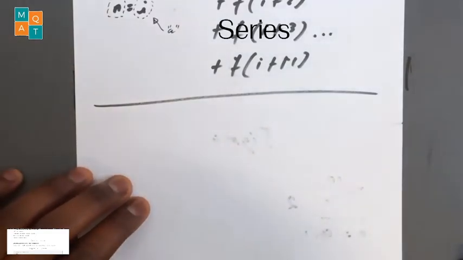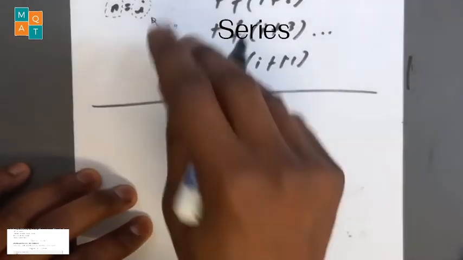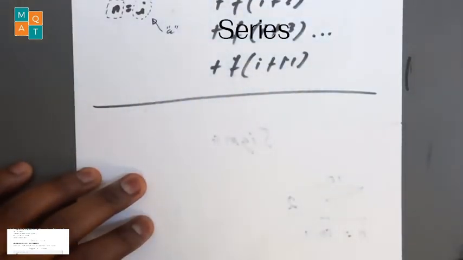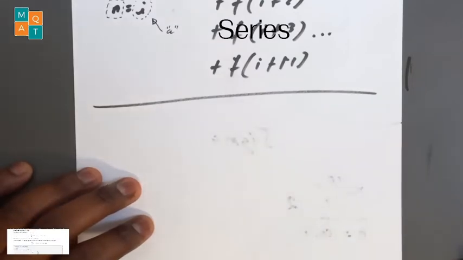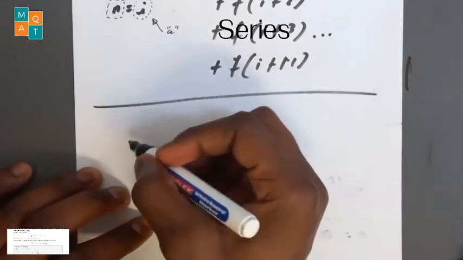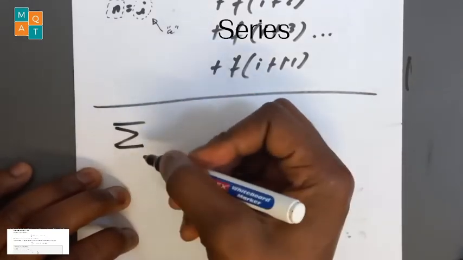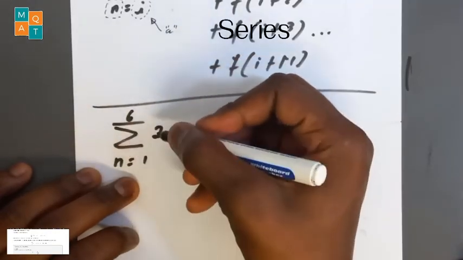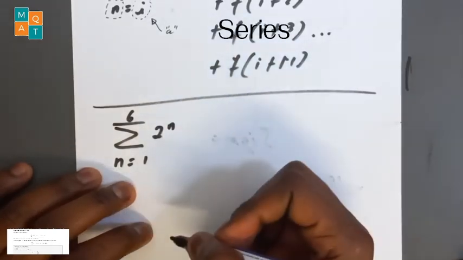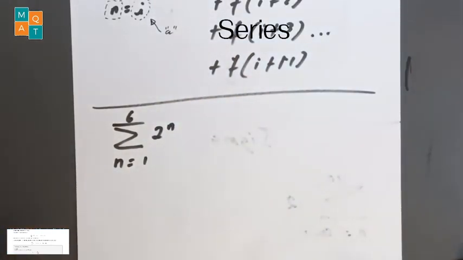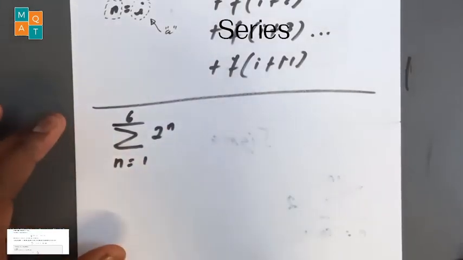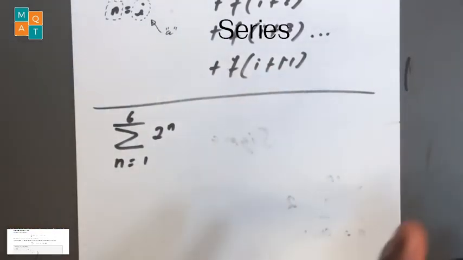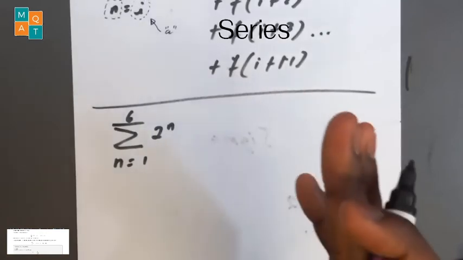Now I've got f of i plus 1, f of i plus 2, f of i plus 3, and f up till n. Now let's do a quick example. Let's say I've got this sigma, and my n is equal to 1. Here I've got 6, and here I've got 2 exponent n. Let's say someone says, let's expand the sequence and find the value of the series, because this is a series. A series is a sum of values that are defined by a rule.